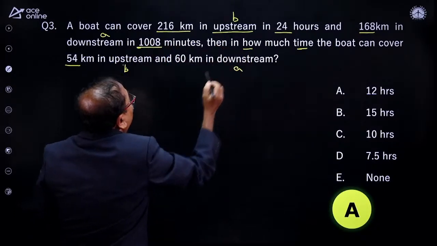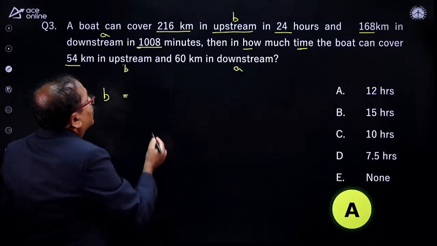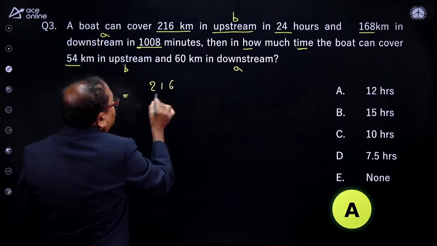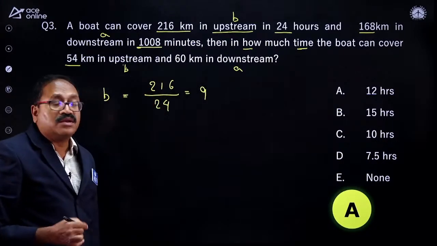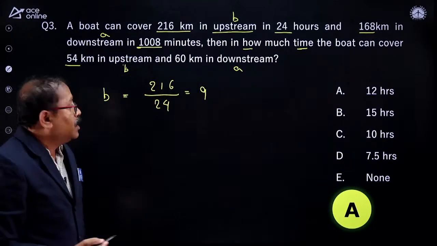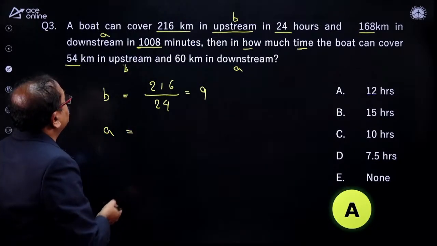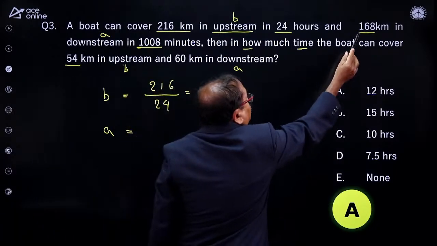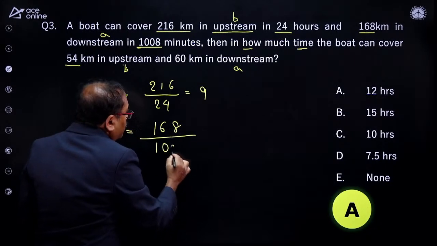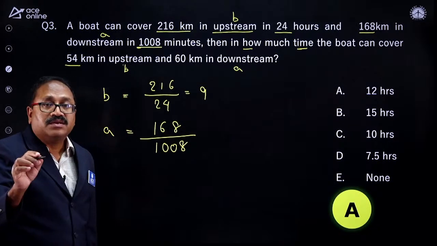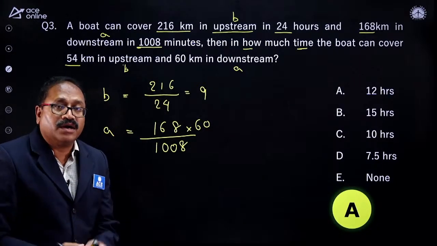Okay, how did you get this? 216 upstream in 24 hours. So हमें B की वैल्यू आ जा रही है, that means upstream speed. The upstream speed will be 216 divided by 24. So it is 9 किलोमीटर पर आवर. And downstream speed को by default हम A लेते हैं. तो what is the downstream speed? So distance covered is 168 and the time taken is 1008 minutes. So divided by 60, that is converting into hour.